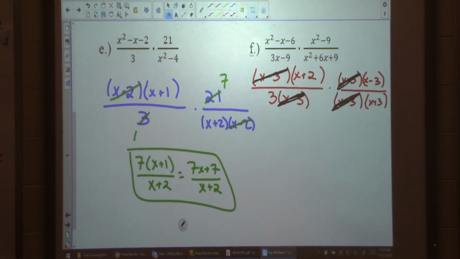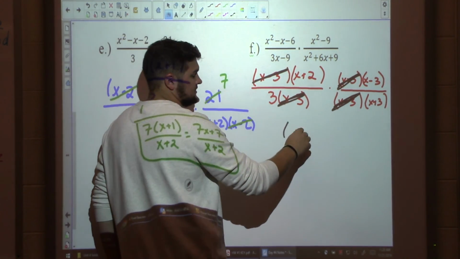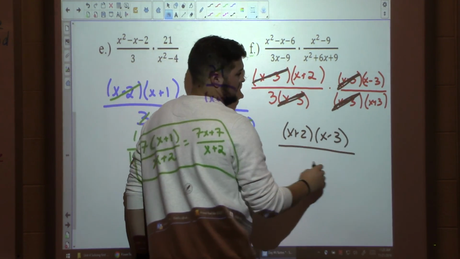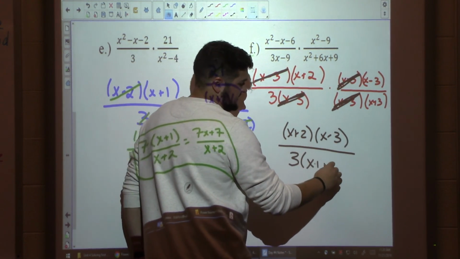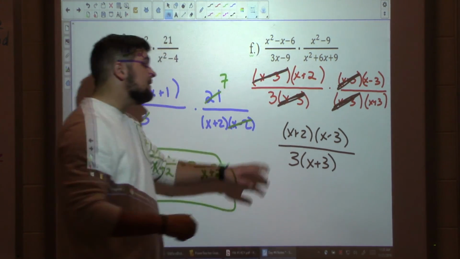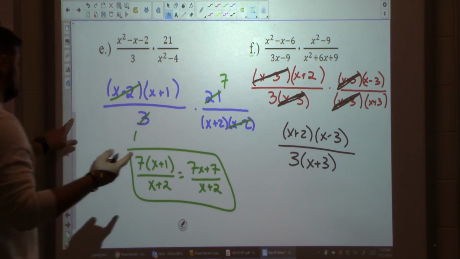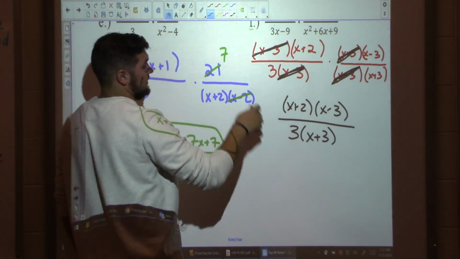So I'm done simplifying. Now I can multiply them. x plus 2 times x minus 3 over 3 times x plus 3. Is that an okay way to leave our answer? No, you gotta foil. The denominator's fine with the distributing part. On top though, I want you to FOIL it out. So you take one more step and FOIL it.